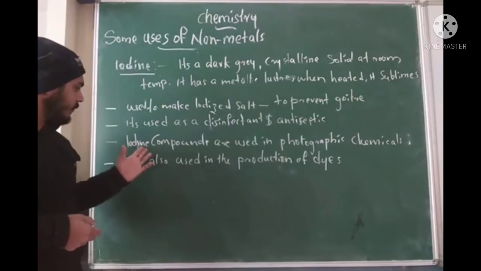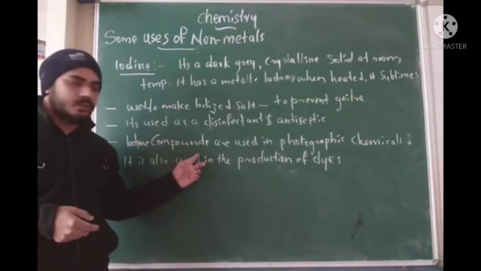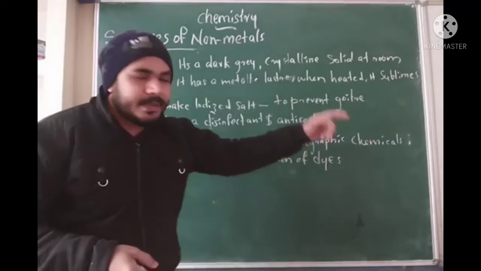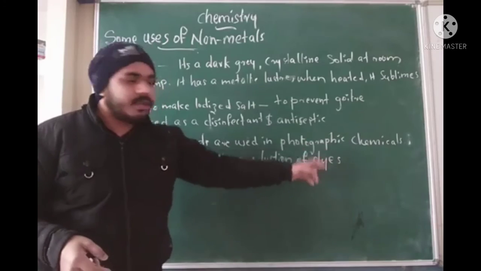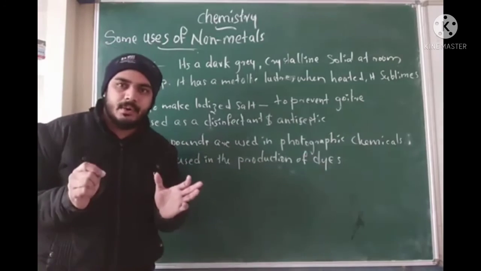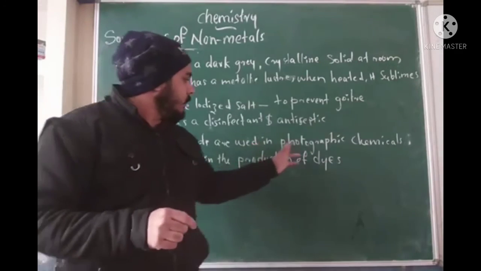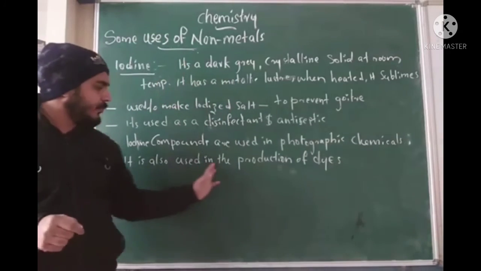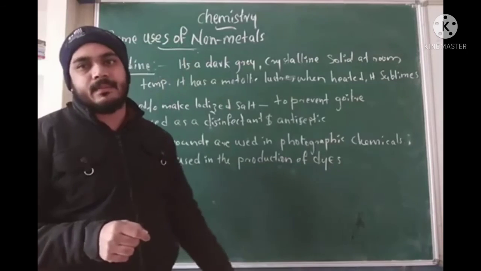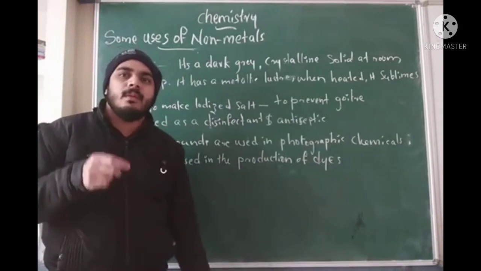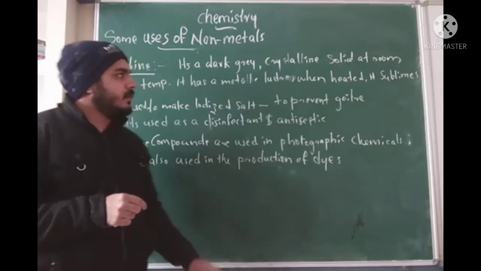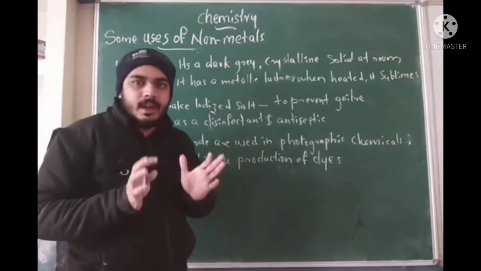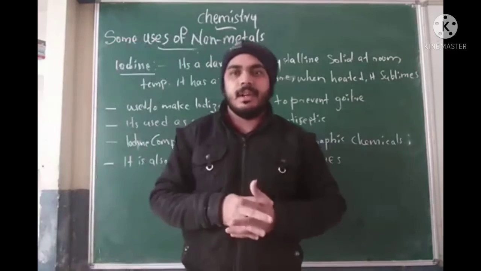And next, iodine compounds are used in photographic chemicals. And next, it is also used in the production of dyes. So these are the main uses of iodine. It is very helpful for humans in different ways.